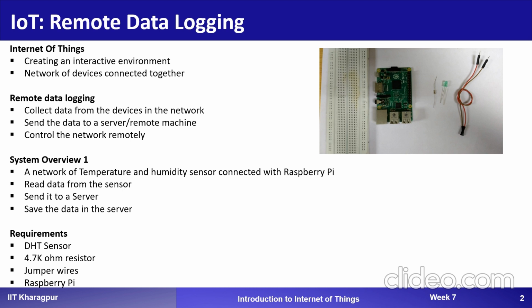So for performing that analytics, you need to store the data at a particular device. Remote data logging means collecting the data from the devices in the network, sending the data to the server or remote machines, and then controlling the network remotely with the help of the various kinds of commands and analytics which we have performed. The system overview is the network of temperature and humidity sensors considered in this figure.